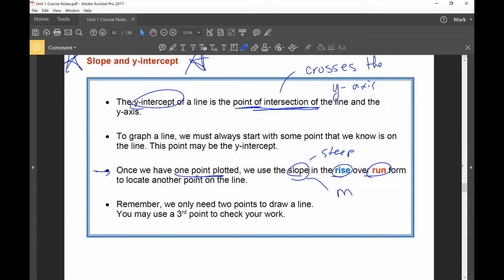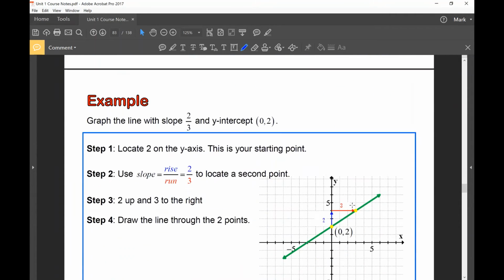So for slope, we use the letter M in math. Don't ask me why, but we use the letter M. This is very important as well. M equals slope. The slope is how steep the graph is. It's how much the graph goes up versus how much the graph goes to the left or right. It's called rise over run. You're going to see this in this example.